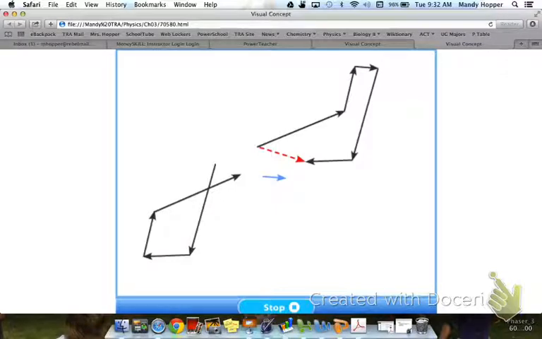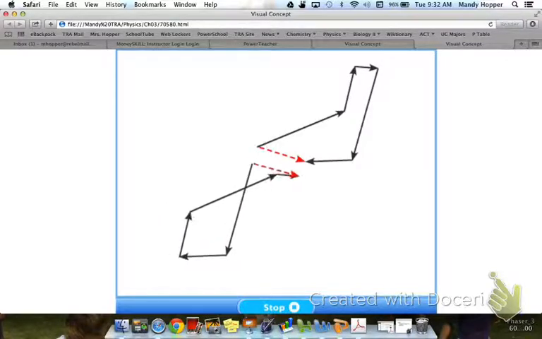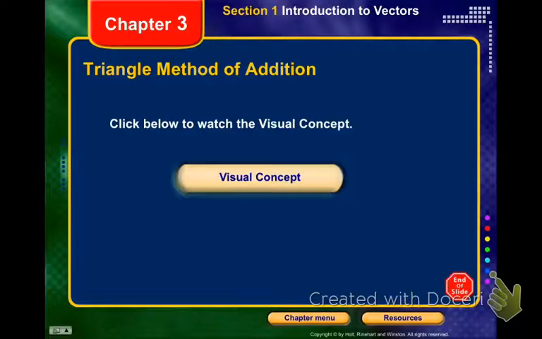You get the same resultant if you add the vectors in any sequence. I do want to say one other thing which you might not have caught, especially if you're watching this for the first time. As you're looking at this, I'll draw a dot here, and then there's my arrow. So the dot is the tail, and the tip of the arrow is the tip. Okay? Tip to tail method.